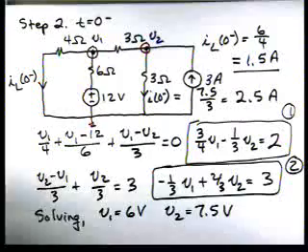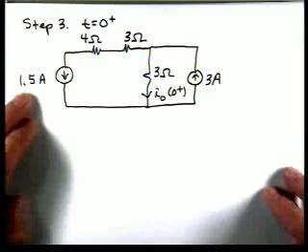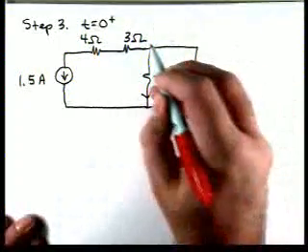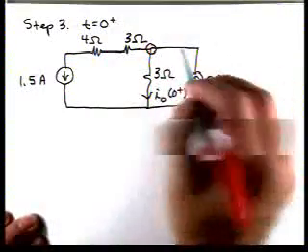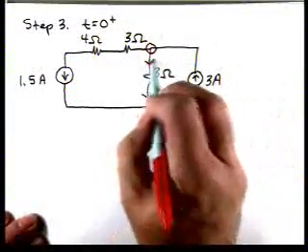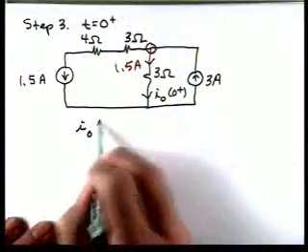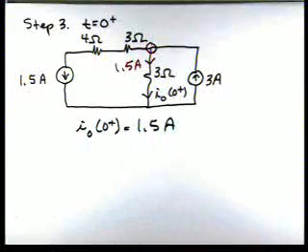So now we're going to draw the circuit at t equals 0 plus, which is the next step in our problem-solving strategy. We replace the inductor with a current source equal to iL of 0 minus. So there's our inductor. Now if we apply Kirchhoff's current law at this node, we can see there's 3 entering and 1.5 leaving, so this current has to be 1.5 amps. So then i0 of 0 plus is 1.5 amps. That completes our analysis at t equals 0 plus.